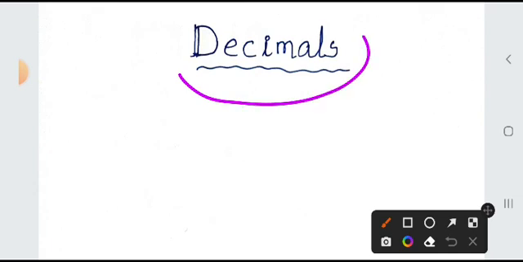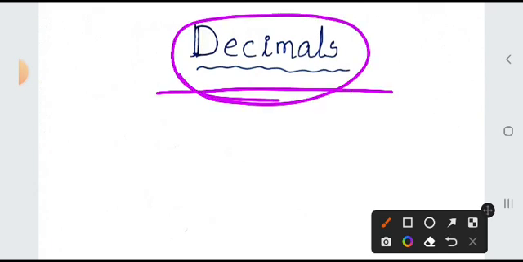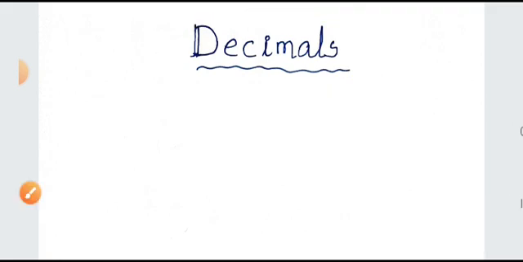Today we are going to start a new chapter, that is decimals, and in this chapter we will discuss decimal numbers, the place value associated with decimal numbers, then expanded form, and from expanded form we will also write the decimals. We will also learn how to convert fractions to decimals and decimals to fractions, addition and subtraction of decimals, and interconversion of units using decimals.